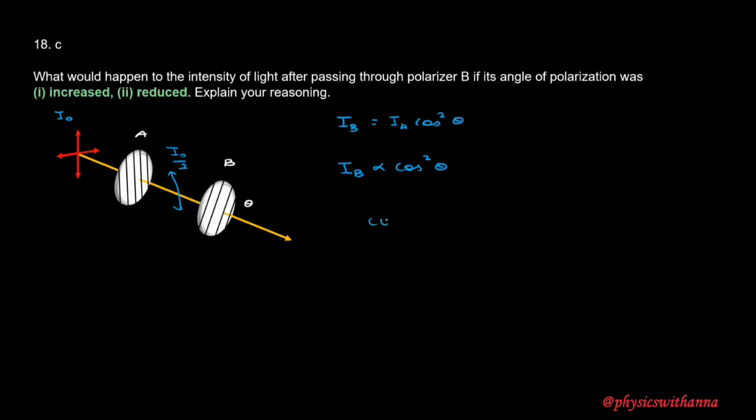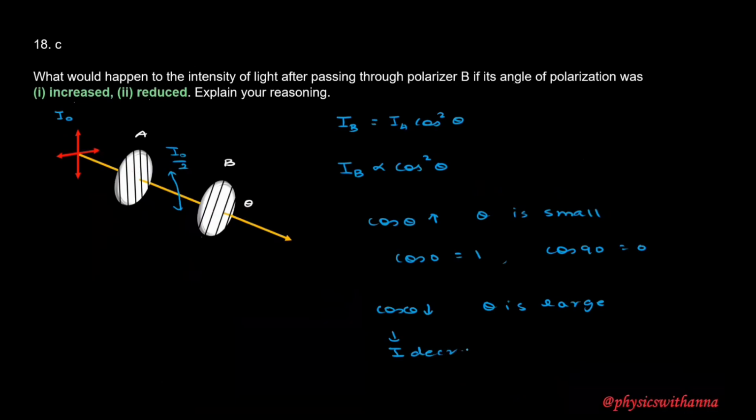Now cosine theta increases if the value of theta is small. That means when theta is 0, cosine 0 is equal to 1. Whereas when theta becomes 90, cosine 90 is 0. So cosine theta will increase the smaller the value of theta is, and cosine theta will decrease the larger the value of theta is. So when we increase the angle of polarization, cosine theta reduces. And if cosine theta reduces, the intensity will also decrease.